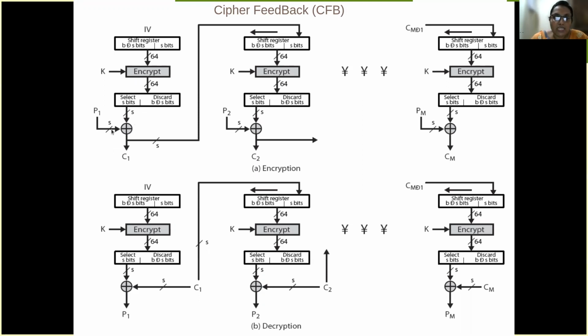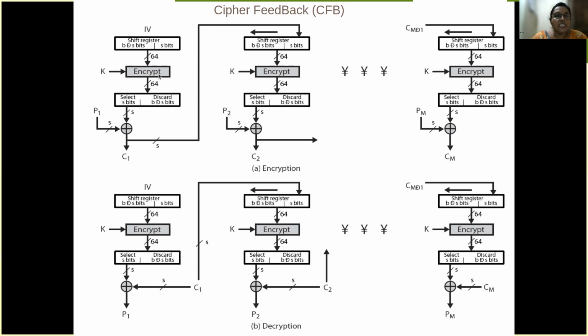So it means that S bits is the size of the message that is being divided. It is not a 64-bit message block, it is an S-bit message block. Then the cipher of this particular value is put in these S bits and it is left shifted. So again the 64 bits is taken, encrypted, and this process keeps continuing.